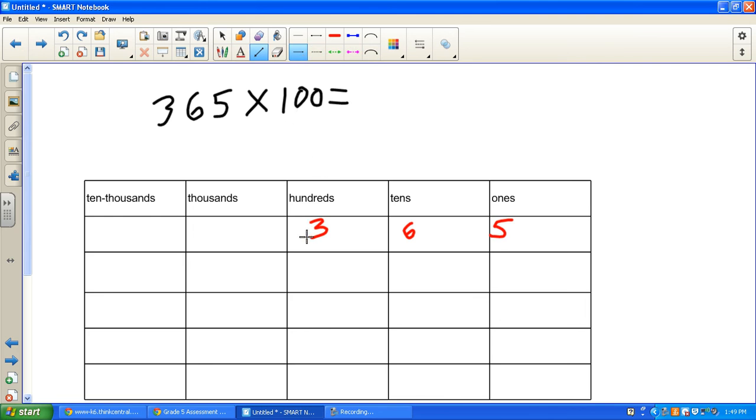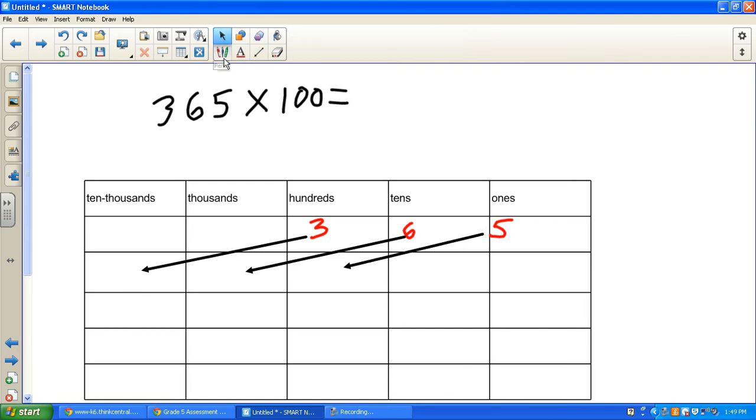So my 3, which is in the hundreds place, goes not to the thousands, but to the 10,000s. The 6 goes over 2 places, the 5 goes over 2 places, and now I go back in and fill in my numbers. 3, 6, 5, and all the leftovers have zeros. Put in my comma, and my answer is 36,500. Awesome. Next problem.